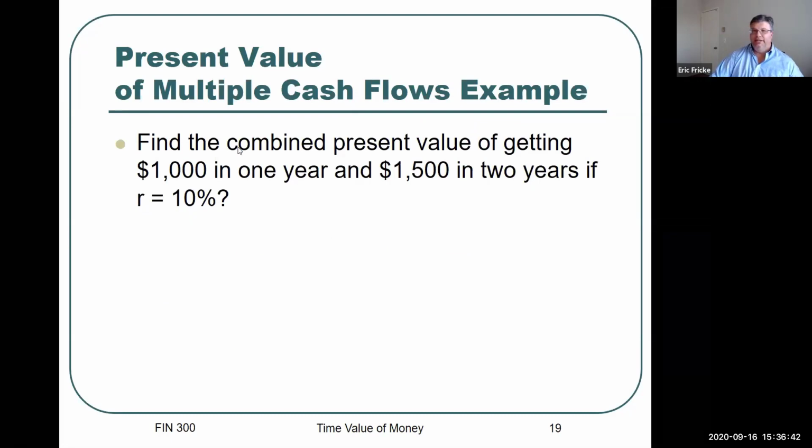So let's go ahead and try a question here. Find the combined present value of getting $1,000 in 1 year and $1,500 in 2 years if R, the interest rate, is 10%.